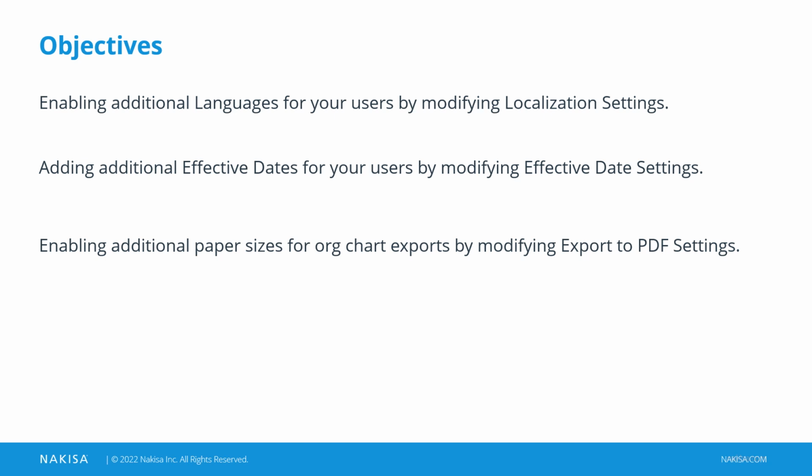And the third objective is to showcase how to enable additional paper sizes for orgchart PDF exports.